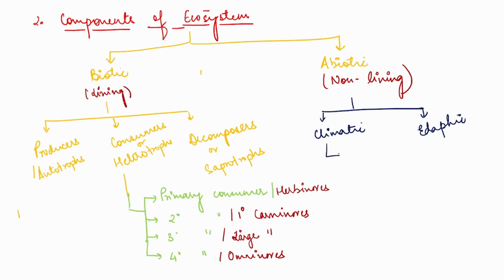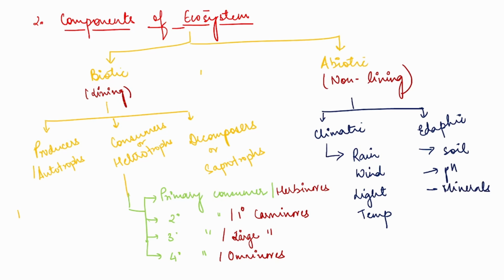Climatic factor, under it, the climate, weather, rain, wind, light, temperature, this will come. Under edaphic factors, we'll see soil, pH, minerals, topography. Topography means the surface, whether it is plain, valley, or hills, the surface of the particular area. So that is what we call the topography. So this is all about the structure of ecosystem.